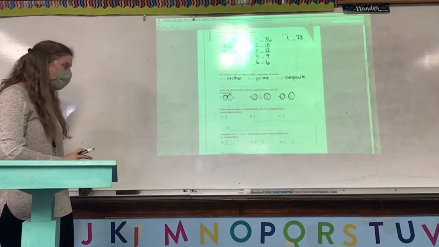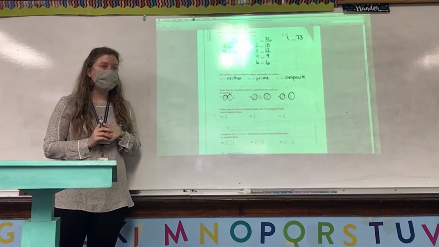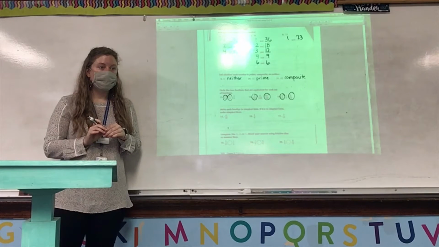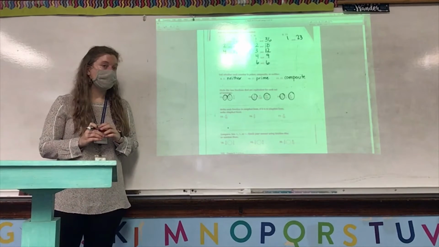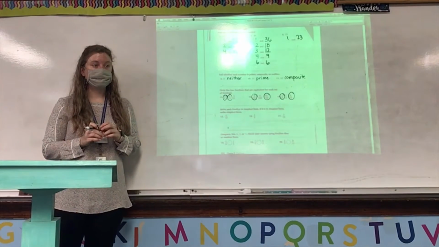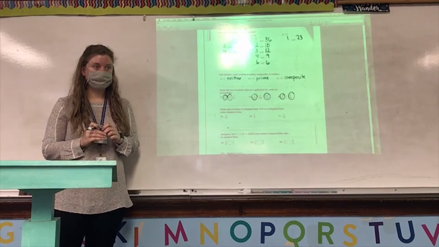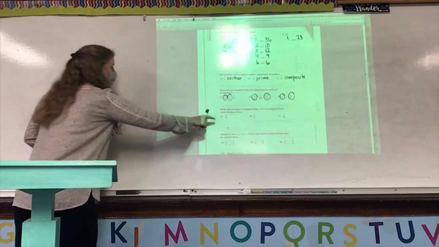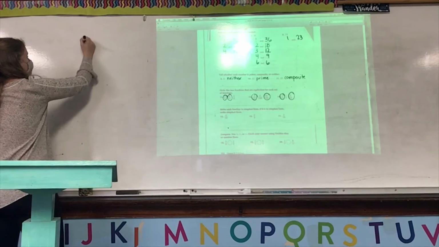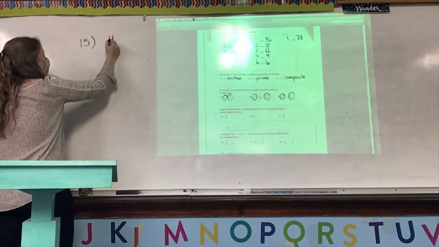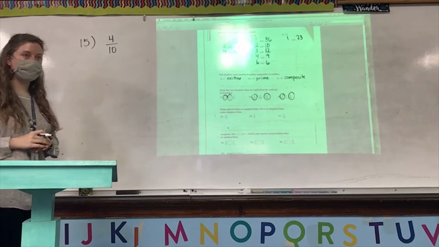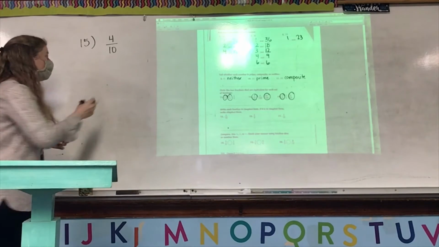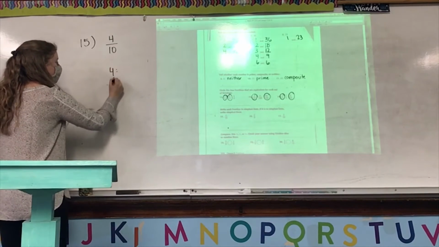Michaela, when we are finding simplest form, do we use greatest common factor or least common multiple? Least common multiple. Oh, no, greatest common factor. So number 15, we have 4/10. What are we finding the greatest common factor for? What numbers are we listing factors for? 4 and 10.